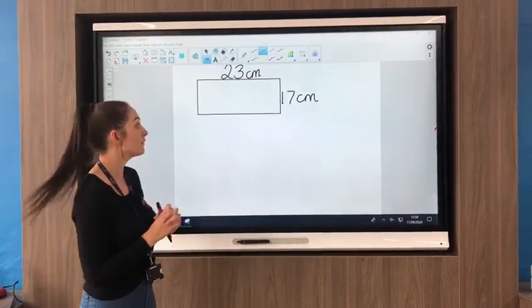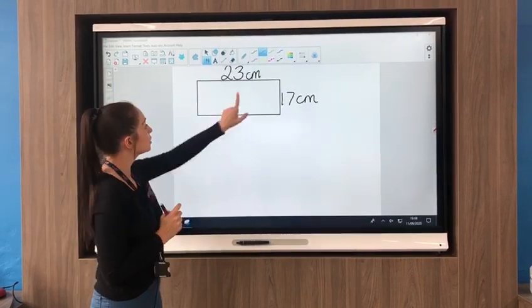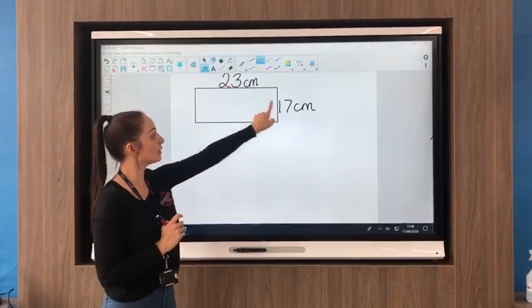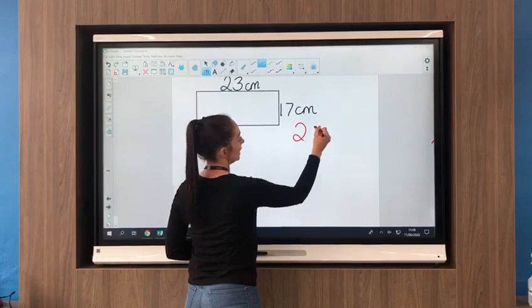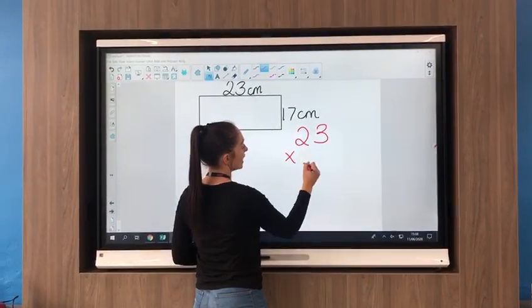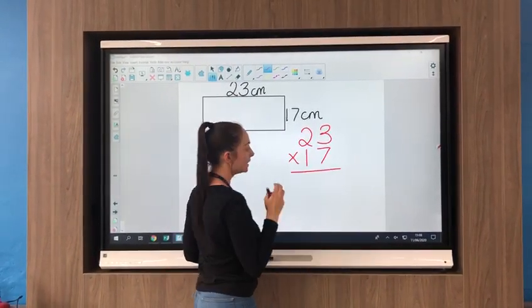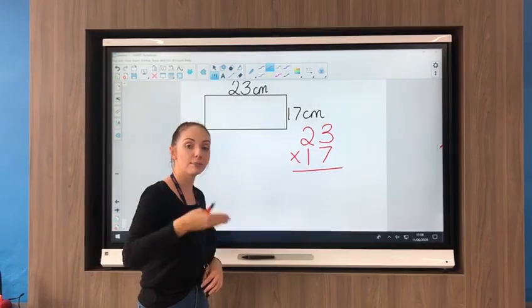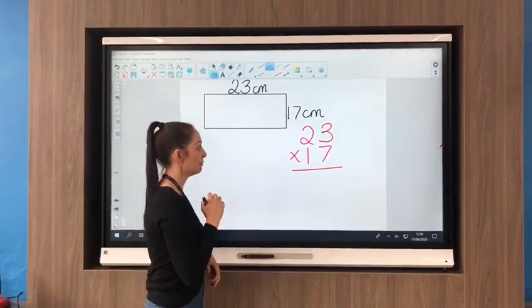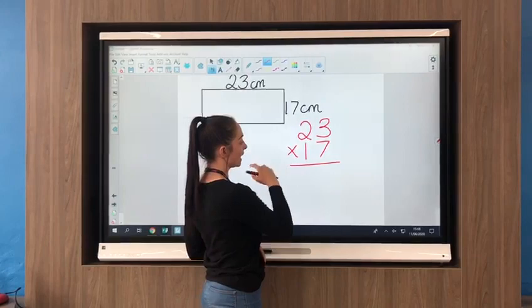Okay? Then on the hot sheet, again, you're doing the exact same thing, but your multiplication is a little bit trickier and you've got some long multiplication. So for this one, I'll have to do 23 times 17. We'll set it out exactly like we usually would, and you will find that behind your sheets you will have some working out paper. So you've got some squares in there to help you.